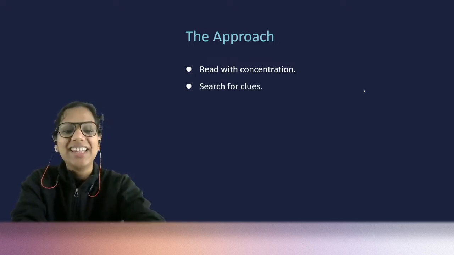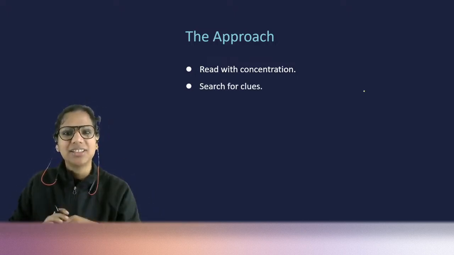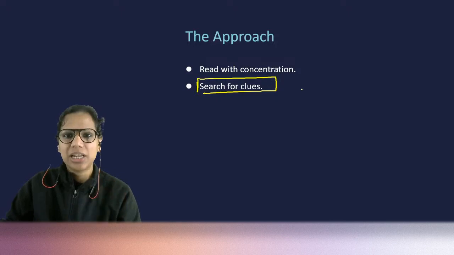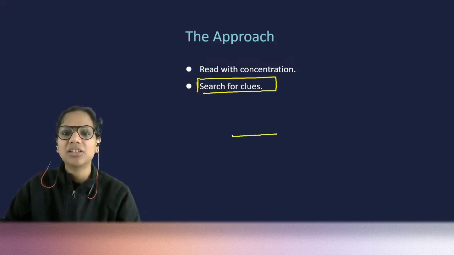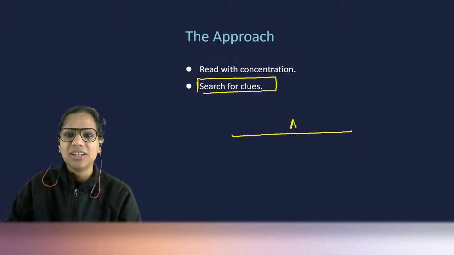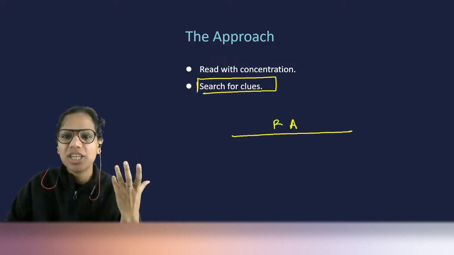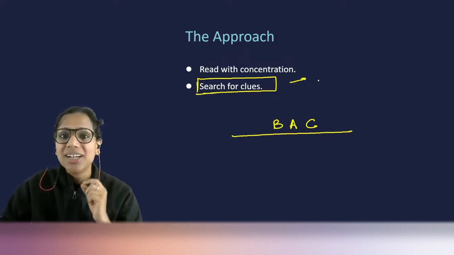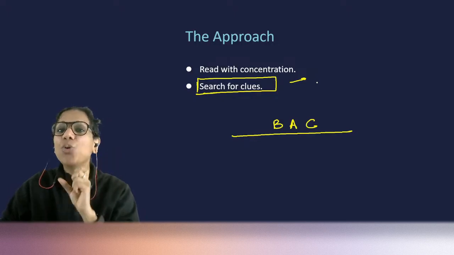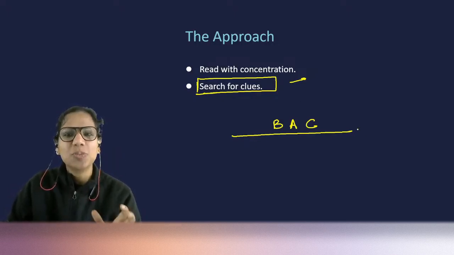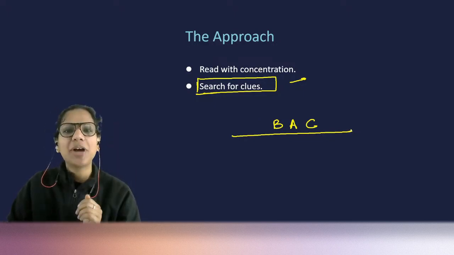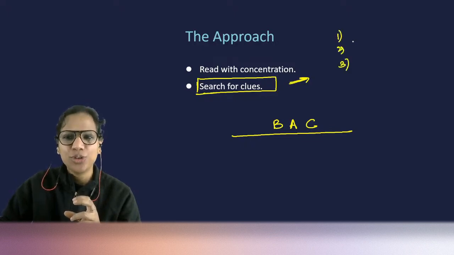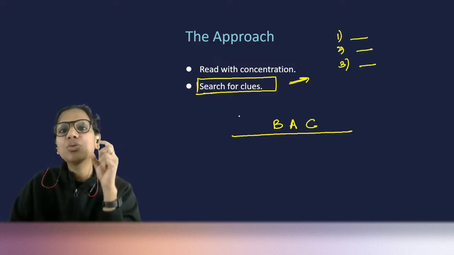What next? Next, you search for clues. You've seen those LRDI sets. I'm sure you have practiced some LRDI sets where we have to make people sit in a row. We are given some clues, like A can come only between B and C. So you first read your LRDI set with concentration, then you notice the clues, and then you arrange people accordingly. The same approach works for Para Jumbles also. Just that the clues here are not written point by point for you. The clues lie in the words.